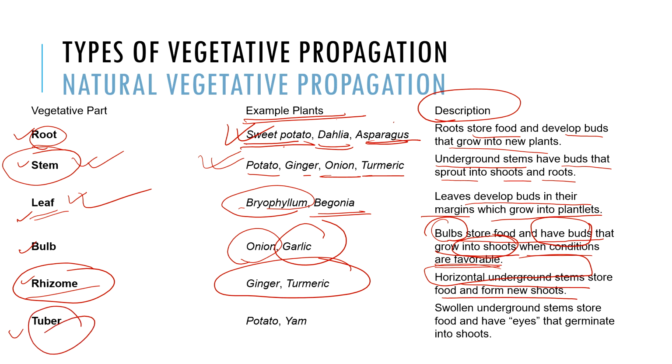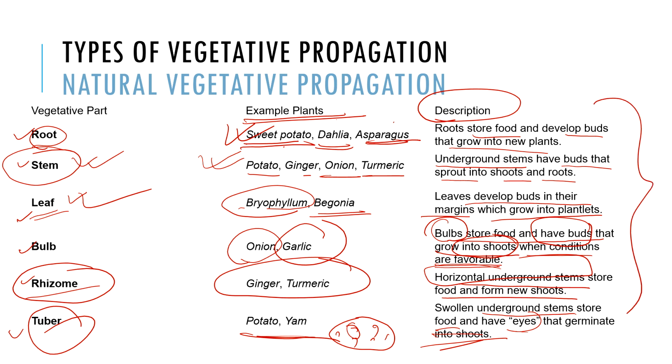Then comes tuber. Tuber is potato and yam. Tubers are swollen underground stems. They store food and have eyes. When you see the potato, you will see structures like this on the surface of a potato. These are called eyes that germinate into shoots. So this chart you should memorize fully, and this is a very important chart. Once you memorize this chart, you can remember all these examples which I have discussed, and which part is growing into the shoot and what are the characteristics of that part. So it will be clear to you all.